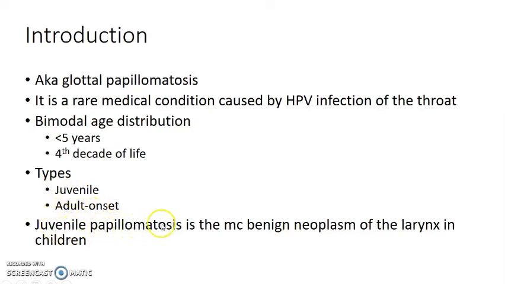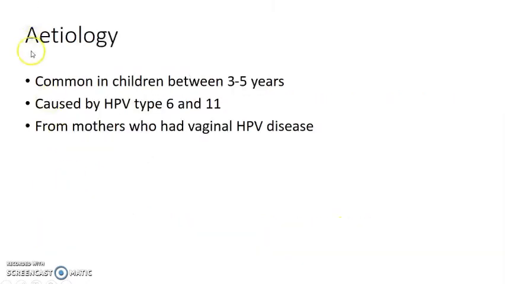Juvenile laryngeal papillomatosis is the most common benign neoplasm of the larynx in children. Now let us see about the etiology of juvenile laryngeal papillomatosis. It is common in children between 3 to 5 years. It is caused by HPV types 6 and 11. Remember that HPV is a DNA virus. It is thought to spread from mothers who had vaginal HPV disease.